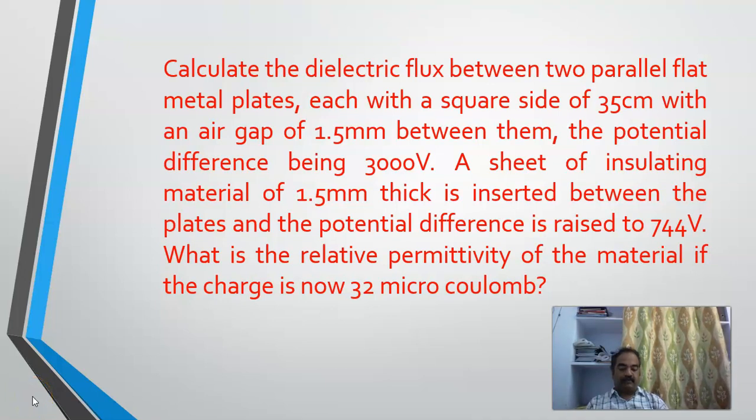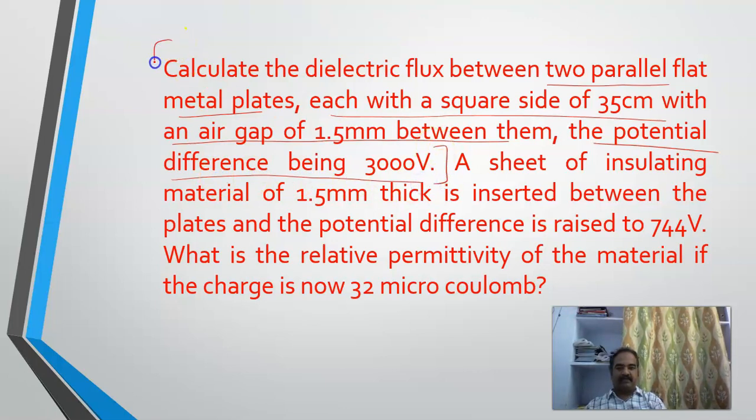So coming to the second problem now, you can see the problem is a little bit lengthier, but the solution will be very smaller. See, the question states that you need to determine the dielectric flux between two parallel flat metal plates, each with a square side of 35 centimeters with an air gap of between them. The potential difference being 3000 volts.